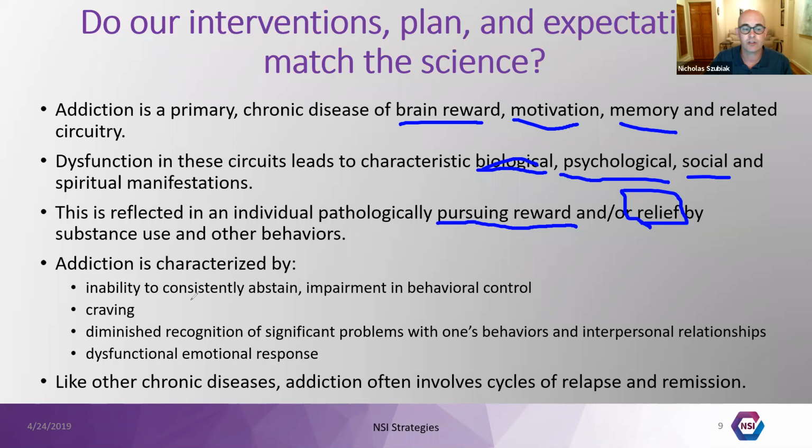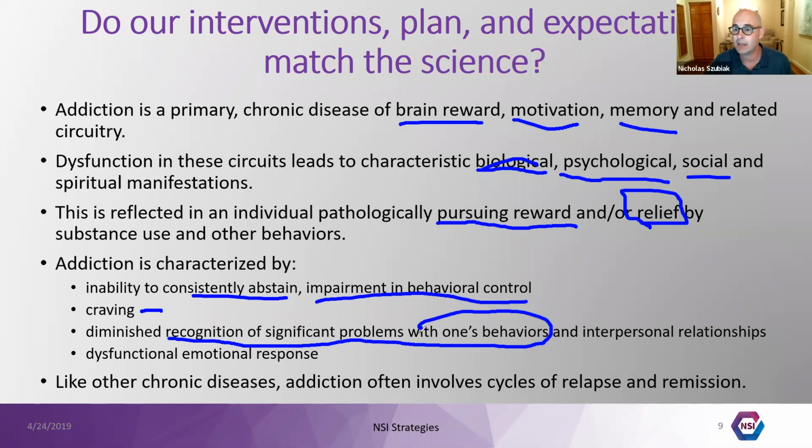And so we know that addiction is characterized by an inability to consistently abstain. Part of the criteria is that they can't abstain. They have impairment of behavior control. It's characterized by craving, which, crazy to think, was only recently added in DSM-5. We've been practicing for years with DSM-4, where craving wasn't part of the criteria. We know what a critical component that is. And there is diminished recognition of significant problems with one's own behaviors. That means I can't see what it is that you see so clearly in me and my interpersonal relationships. I don't see it that well.